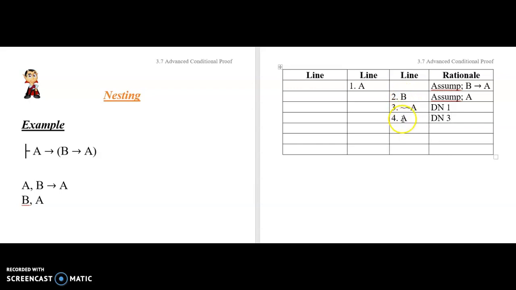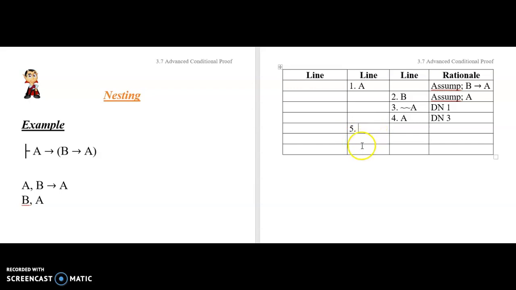And now that I've got the A below the B, what I was looking for, I can discharge this assumption. So if I were to discharge this assumption right here, what would I get? I'm discharging this one. What goes here? What goes here in line 5?